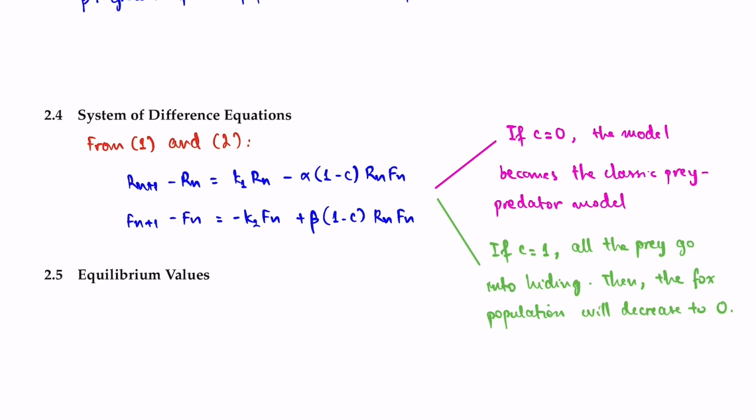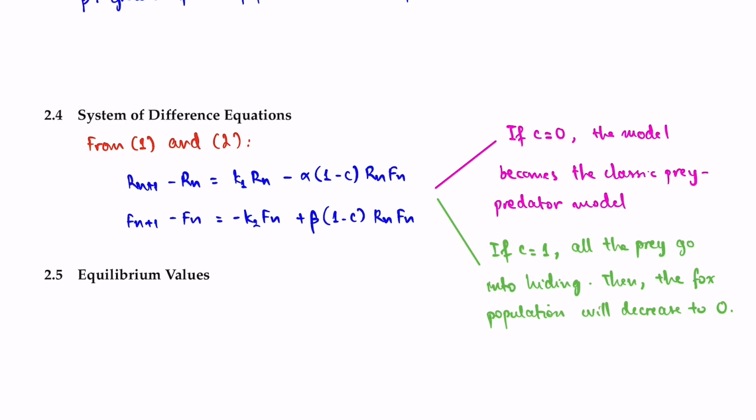In practice, you can choose the value of c to be between 0 and 1. c can be 30% or 0.3 for that matter. That means 30% of the rabbit population go into hiding. Or if you choose c to be equal to 70%, that is 70% of the rabbit population go into hiding from the presence of the predator.